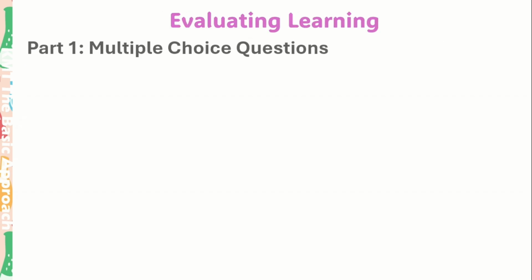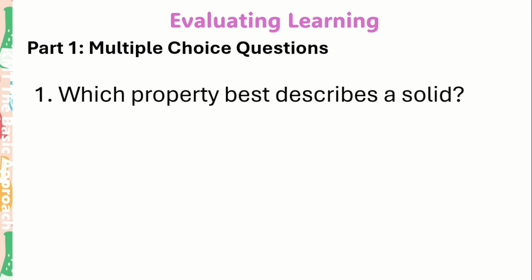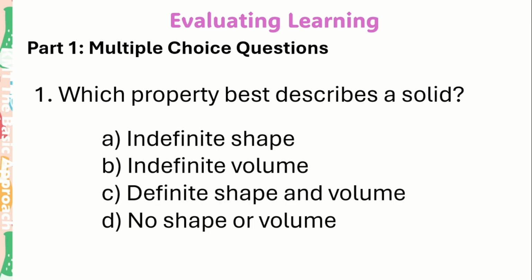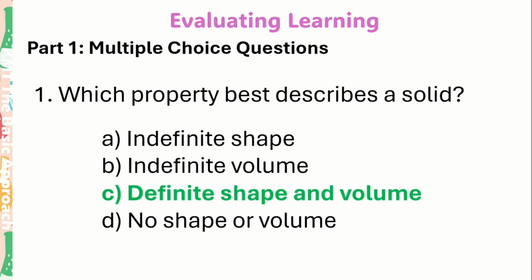Evaluating learning. Part 1. Multiple choice questions. Number 1. Which property best describes a solid? A. Indefinite shape. B. Indefinite volume. C. Definite shape and volume. D. No shape or volume. What is the correct answer? Good job! The correct answer is letter C. Definite shape and volume.